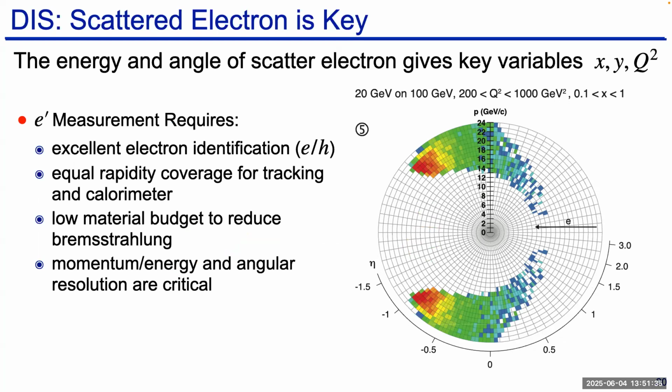So what do we need for measuring this electron? You need excellent electron identification. So you have to be able to distinguish an electron from a hadron, and you usually do this with calorimetry. You need even rapidity coverage for tracking and calorimetry, because that has to be covered by calorimetry and that by tracking. You have to have a low material budget to reduce Bremsstrahlung, because Bremsstrahlung is the natural enemy of the electron. And you have to have a very good momentum and angular resolution. This is really critical for the electron.